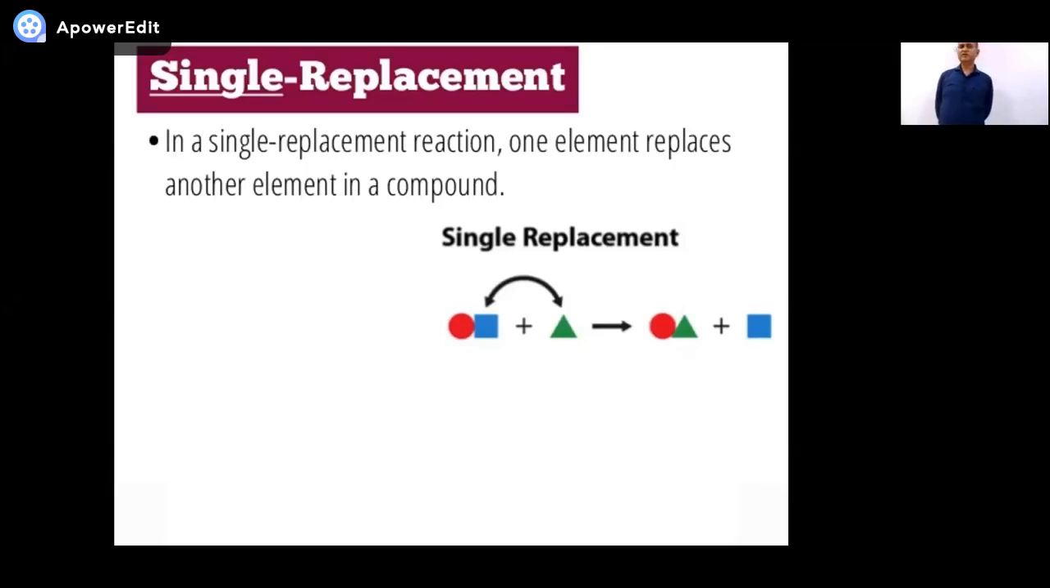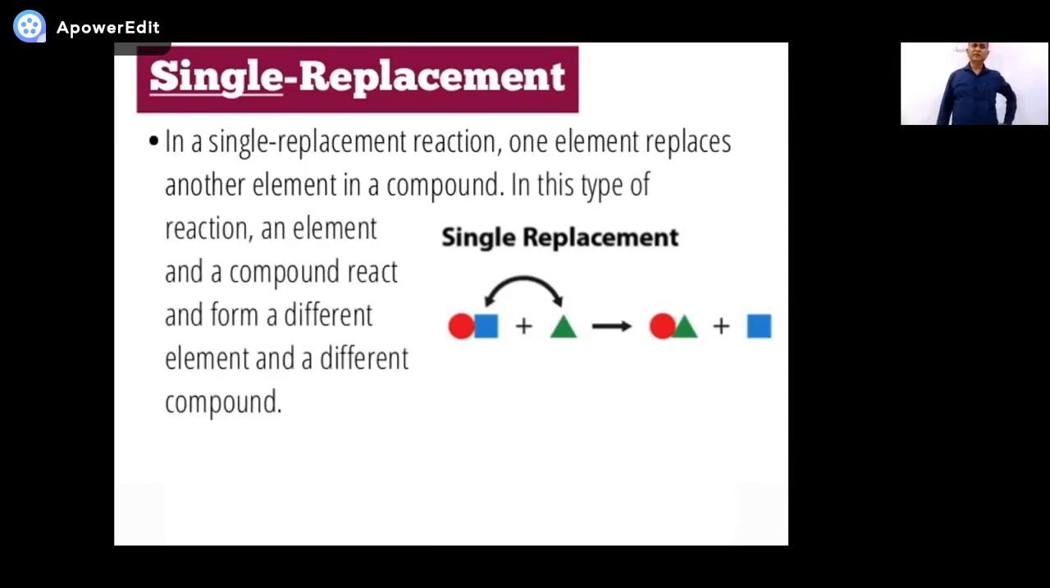So what is the definition written? You can see on the screen. In a single displacement reaction, one element displaces another element. And obviously I told you that it's always a stronger element that will displace a weaker element. In this type of reaction, an element and a compound react and form a different element and a different compound. Okay? Now see the examples.